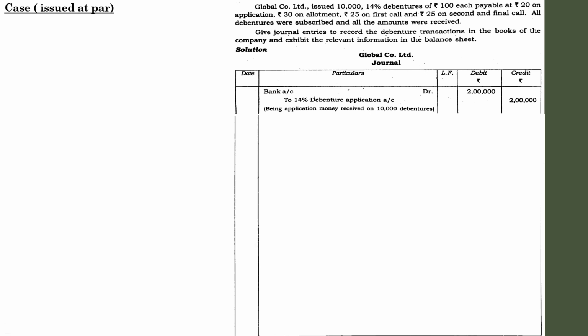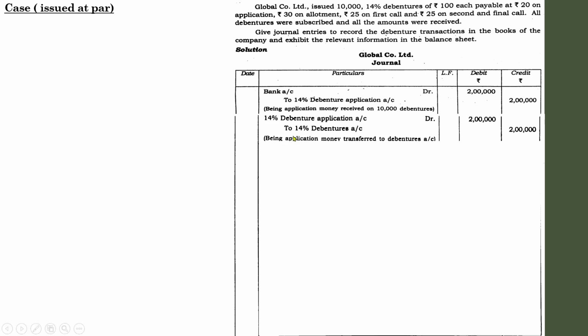Now you need to transfer the amount to the concerned debenture account, otherwise known as you need to pass the due entry. 14% debenture application account debit to 14% debentures. There are no adjustments, so the amount will be the same. Being application money transferred to debentures account. So the first installment is over.